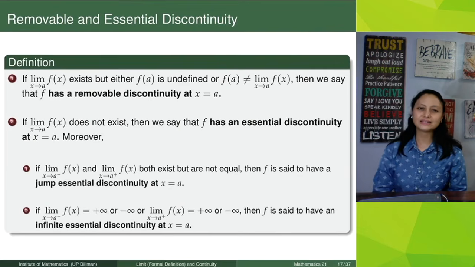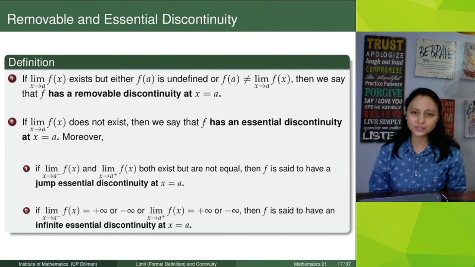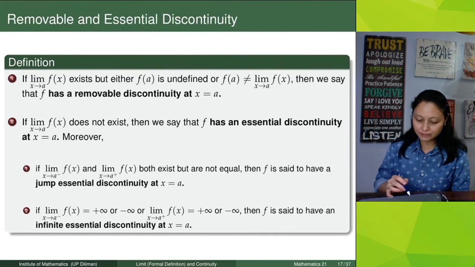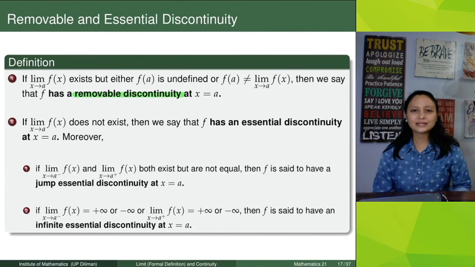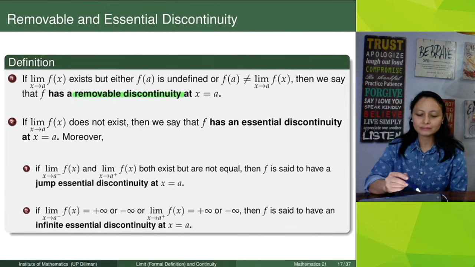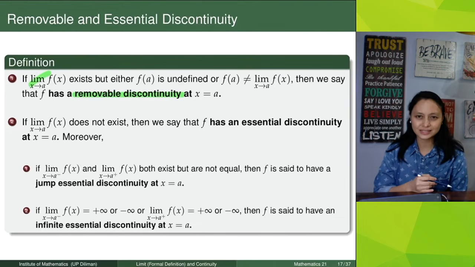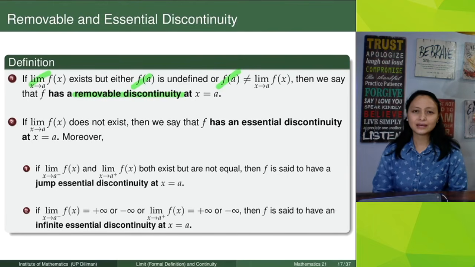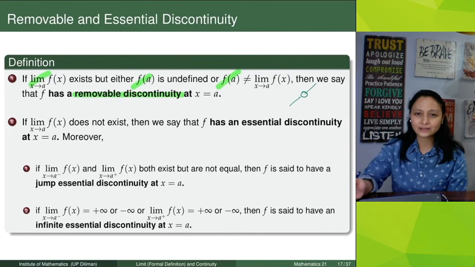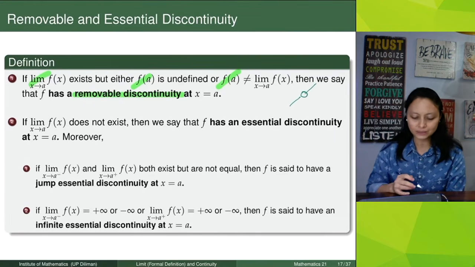Now, we can classify the discontinuities that we may observe or we may see sa mga functions. So first, yung first type of discontinuity is removable discontinuity. So kailan nagkakaroon ng removable discontinuity? If the limit of f of x exists. Okay? Nag-exist yung limit, hindi siya plus or minus infinity, pero f of a is undefined. Okay? Or f of a is not equal to the limit of f of x. We'll see later kung bakit siya tinawag na removable discontinuity.